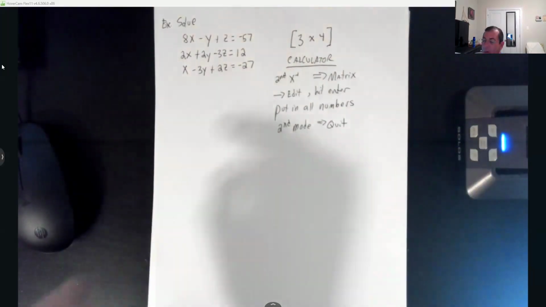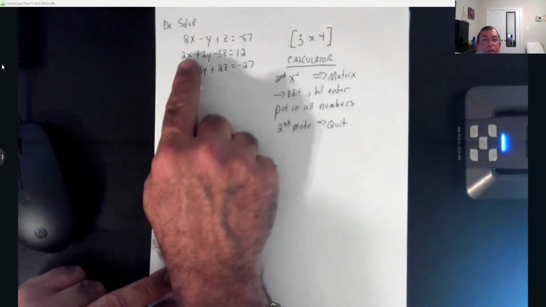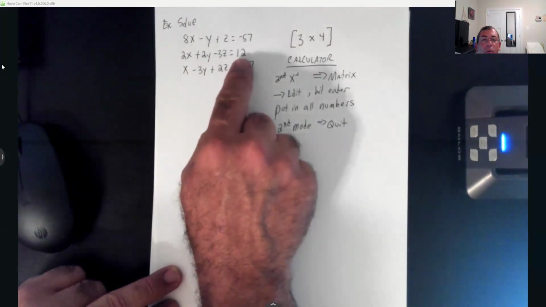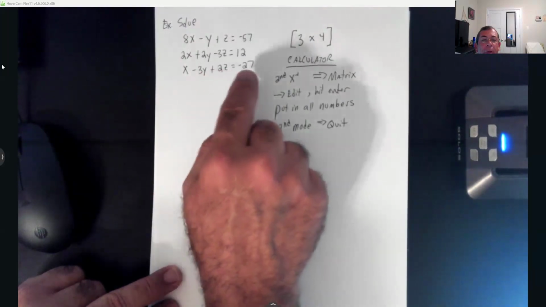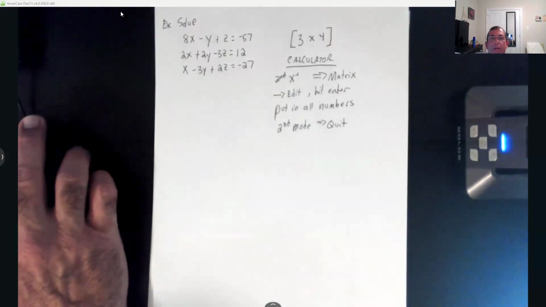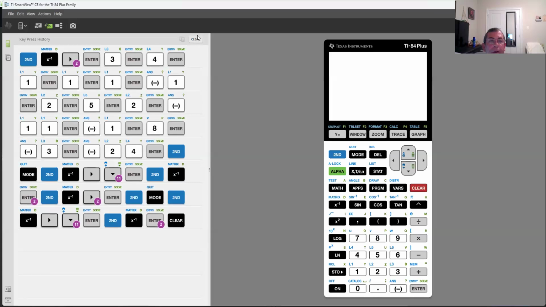So let's get our numbers in first. We're going to put in an 8, -1, 1, -57, 2, 2, -3, 12. And then we'll put in a 1, -3, 2, -27. So y'all, I'm going to share my calculator with you now. So let me clear everything off here.